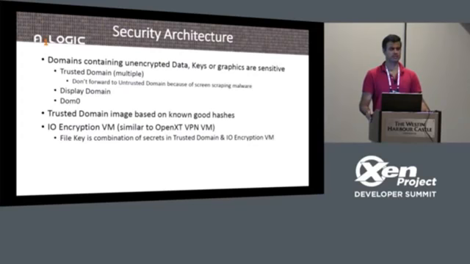Finally, similar to OpenXT's VPN VM, where they have a VM in between a full operating system and a device model, we have something similar in that we have an encryption VM where we can encrypt data with a separate key that's not accessible to the trusted domain, in case there's some sort of exploit through malformed data in the trusted domain. And it's also not accessible to domain 0.